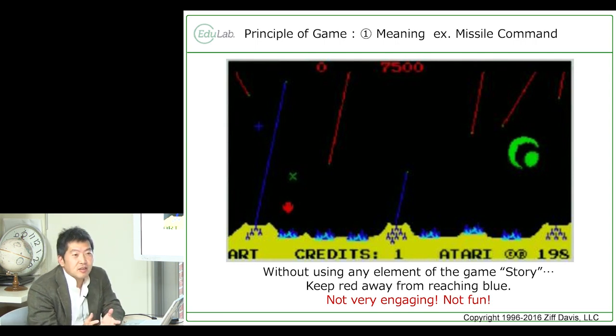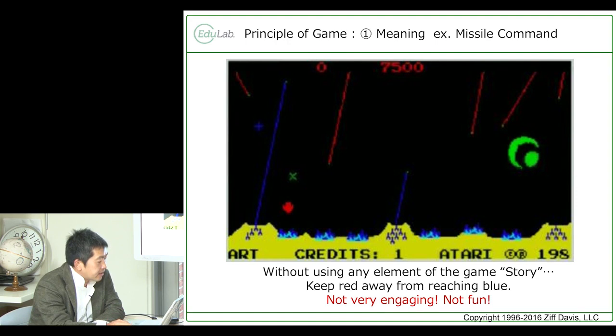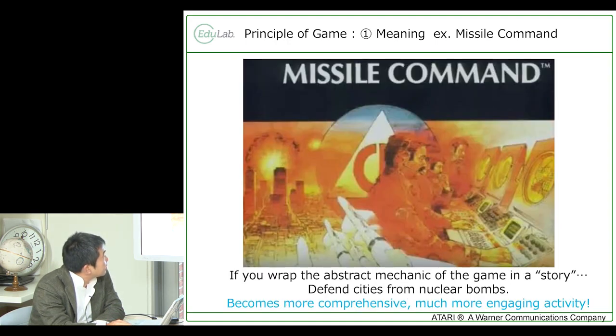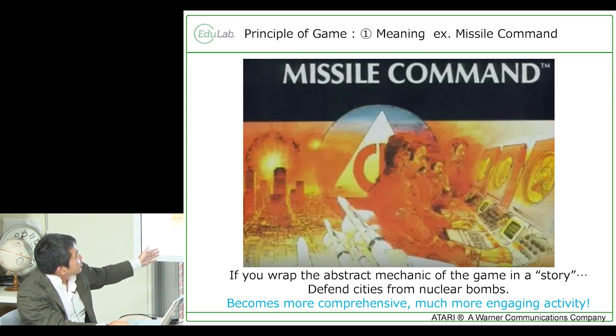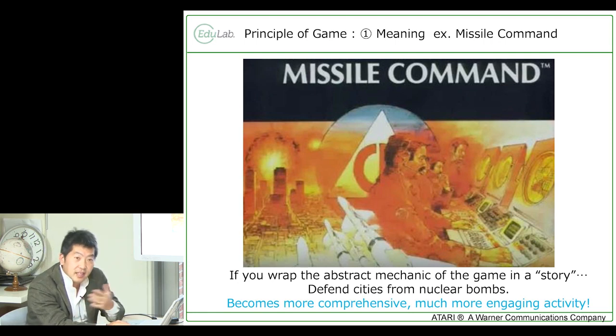When I say this, it's not interesting, right? Because there's no story to it. It just describes what you have to do. But it gets engaging if there is a story. With Missile Command and this picture, you would understand that you have to defend your cities from nuclear bombs, and you're the operator who shoots the interceptor missile. Then it gets more engaging, right? You understand the objective better, and you're more motivated.